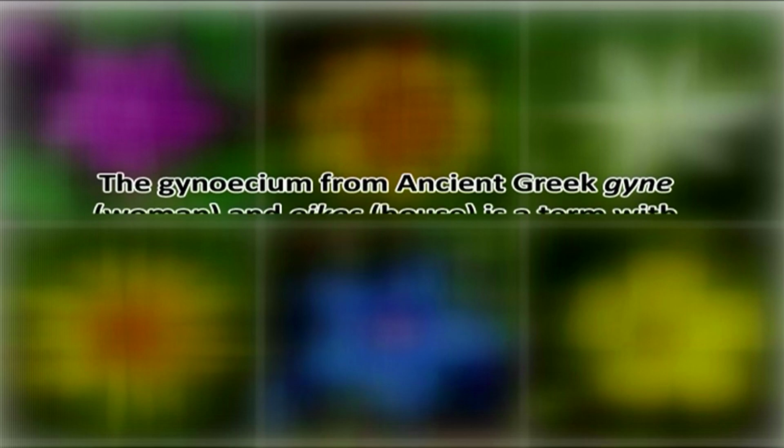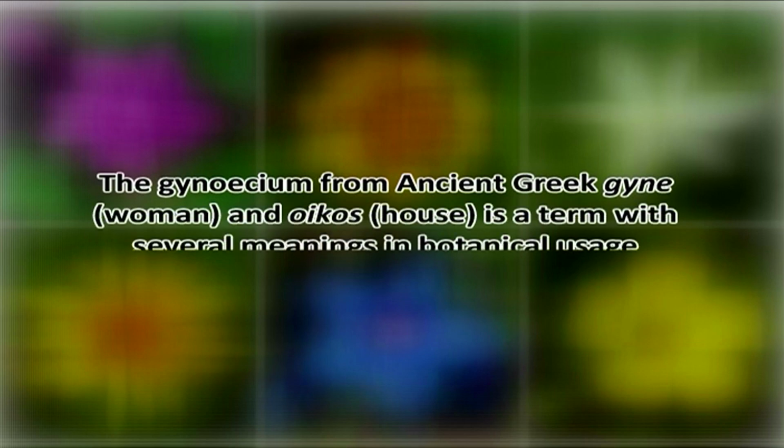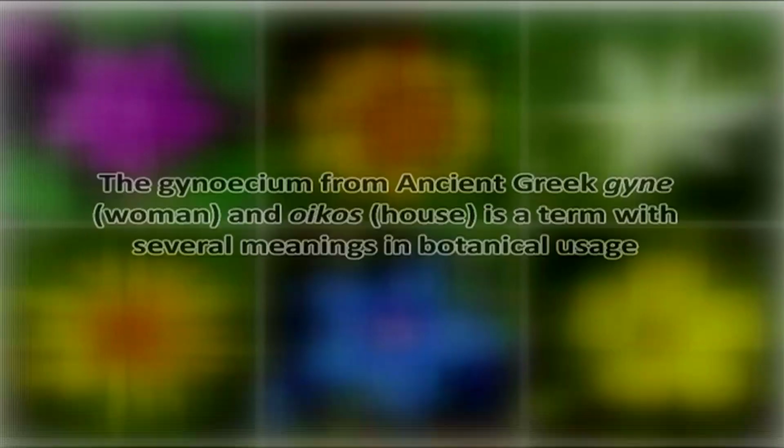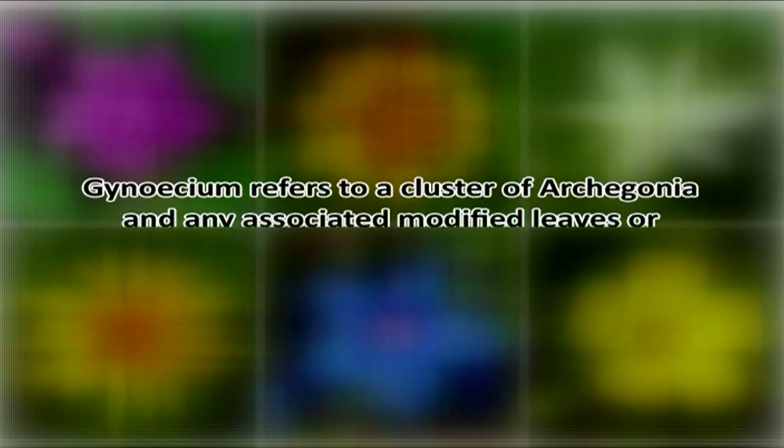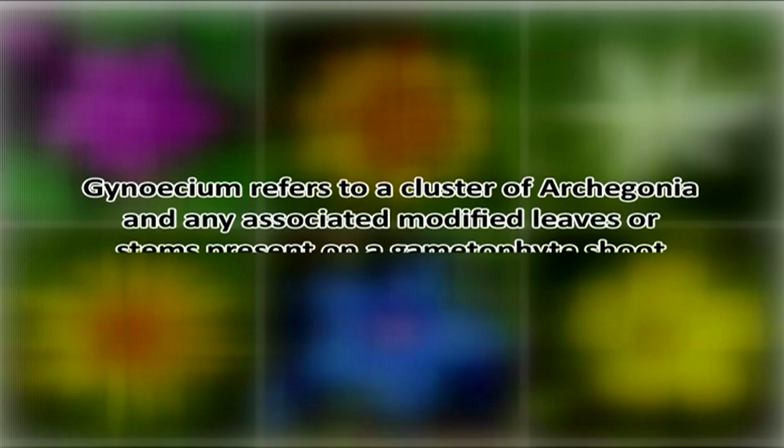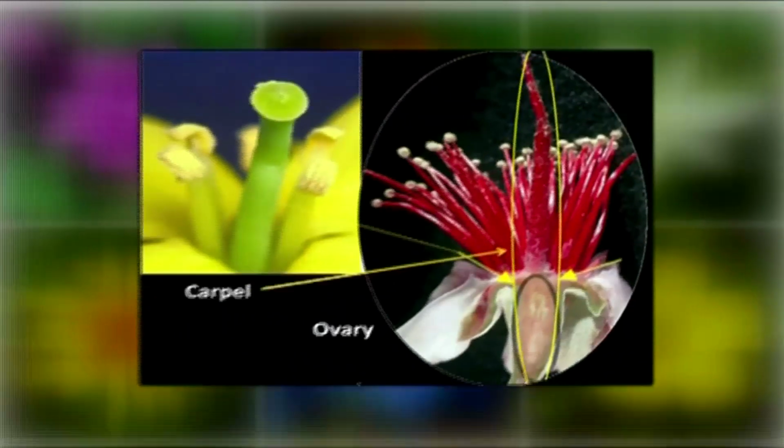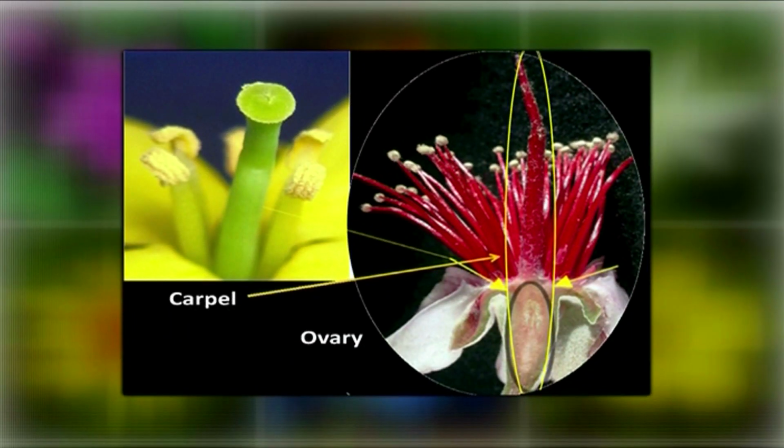Now we come to gynoecium. The gynoecium, from ancient Greek gyne meaning woman and oikos meaning house, is a term with several meanings in botanical usage. In reference to mosses, liverworts and hornworts, gynoecium refers to a cluster of archegonia and any associated modified leaf or stems present on a gametophyte shoot. More commonly, gynoecium refers to the ovule producing part of a flower.